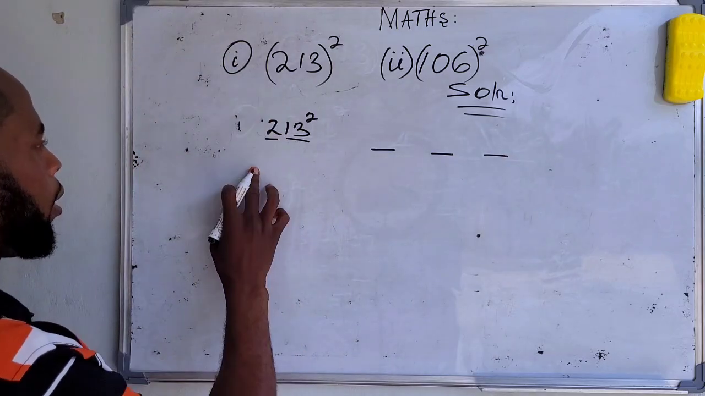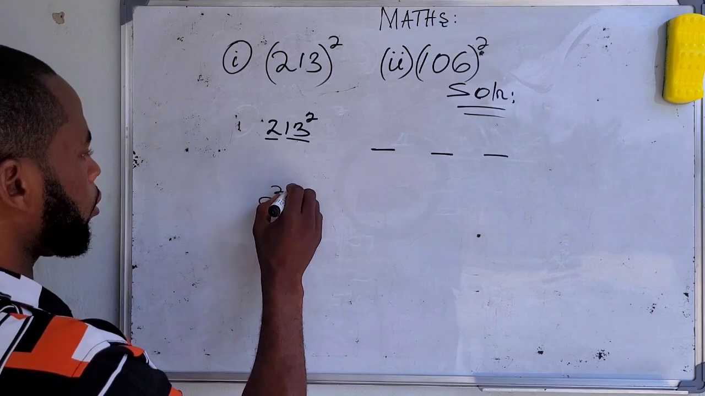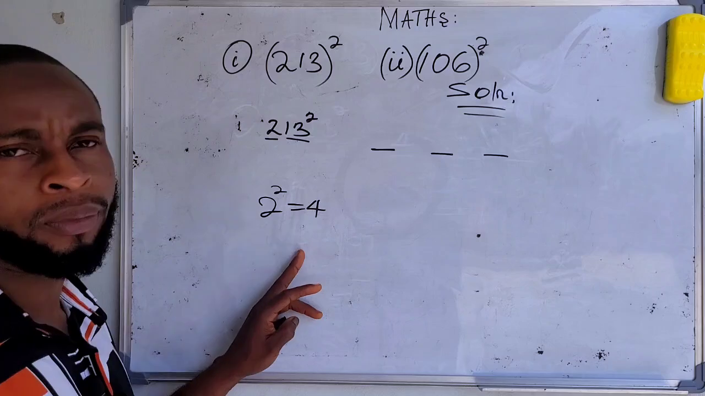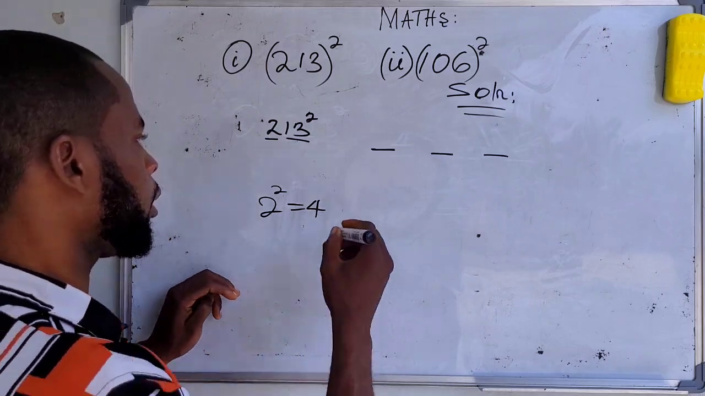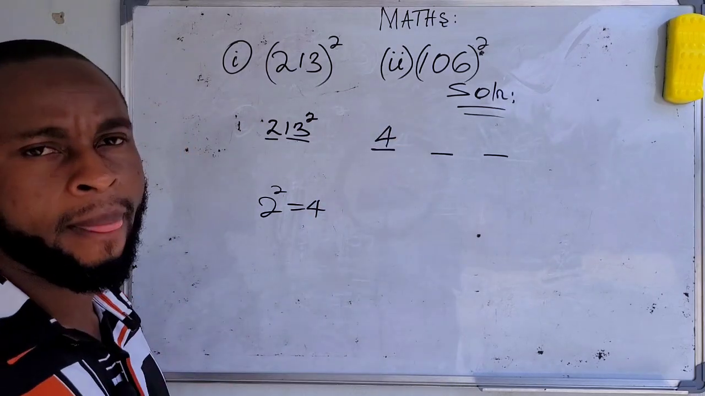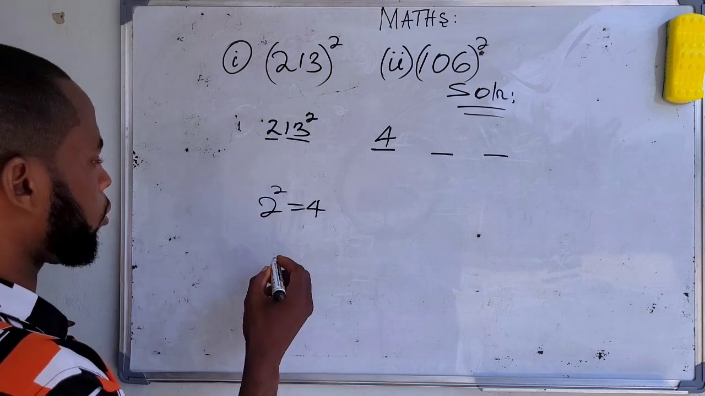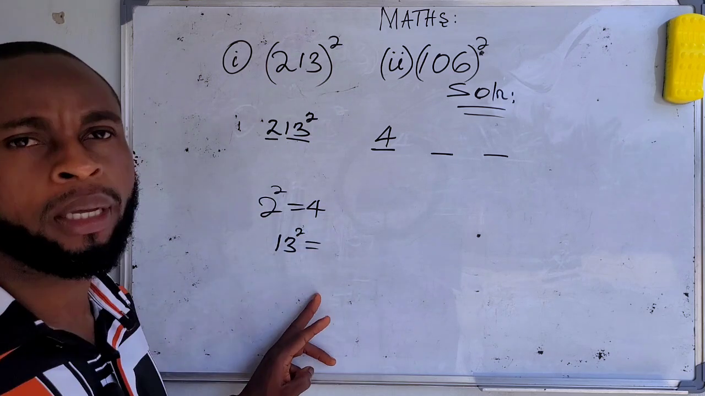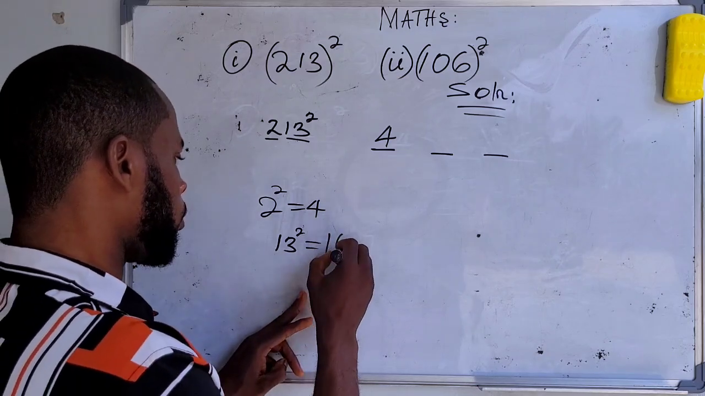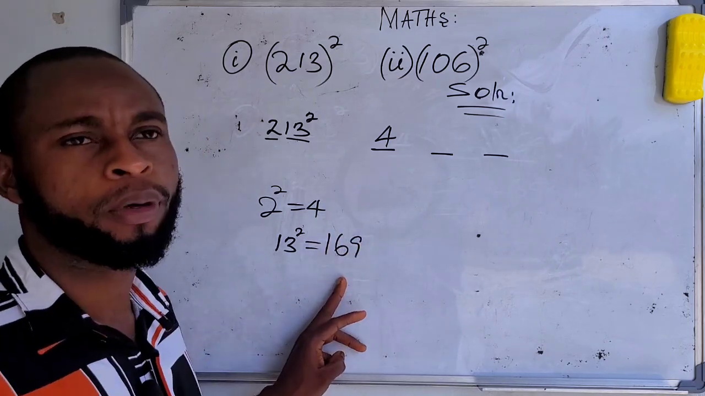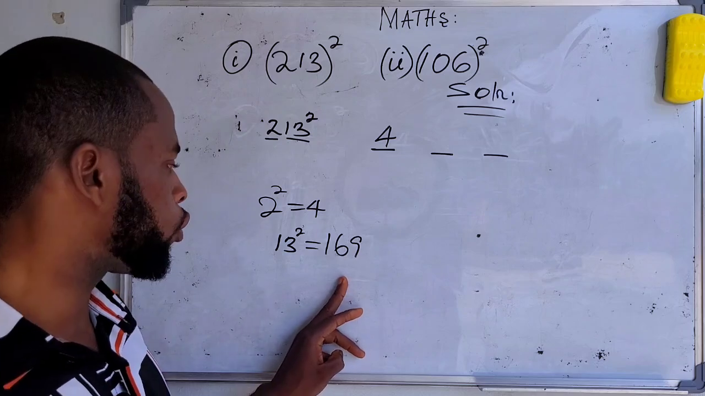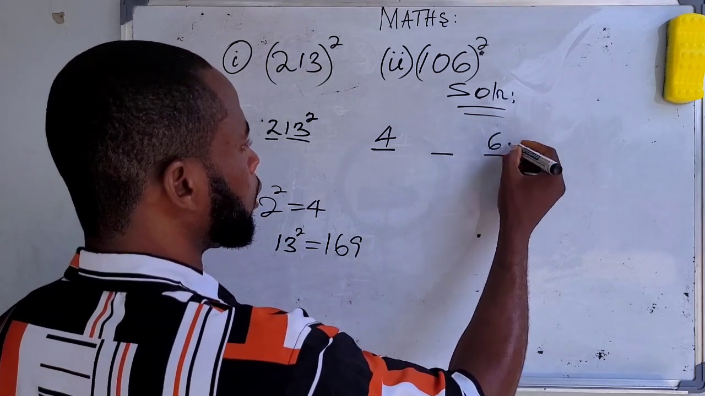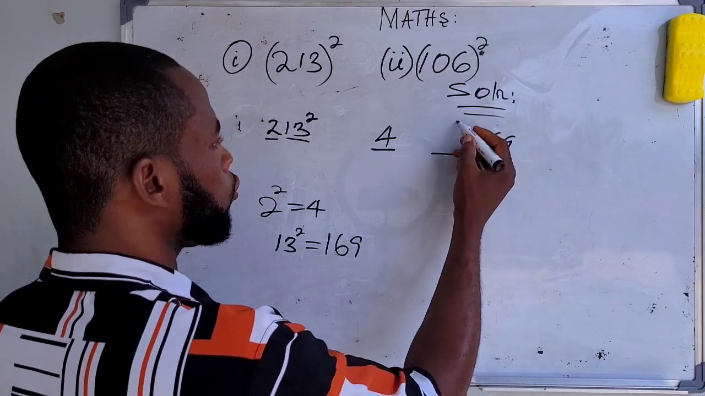Now I pick the first number and square it, 2 square, that will give us 4. Then the first digit comes down here. Now we consider the second part, which is 13. We square it, 13 square. This will give us 169. But 169 is too big. It's a 3-digit number. As such, we are going to keep 69 here and move away with 1.